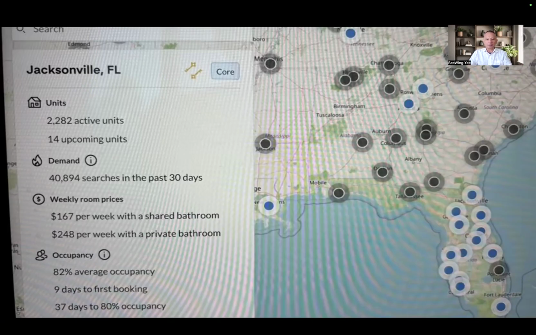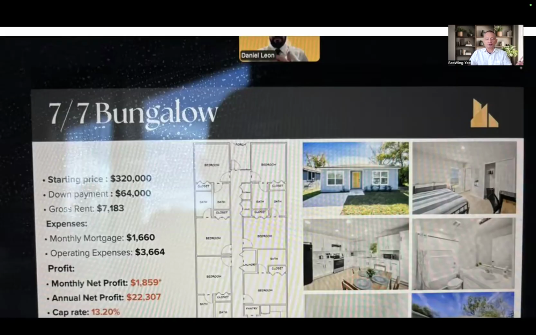Everything's done for you: the furnishing, the electricity, the internet, furnishing all the rooms, refrigerators. We have done everything. We have vetted the market. We have vetted the neighborhood. So this is the typical price point we have. I go through very, very quickly.